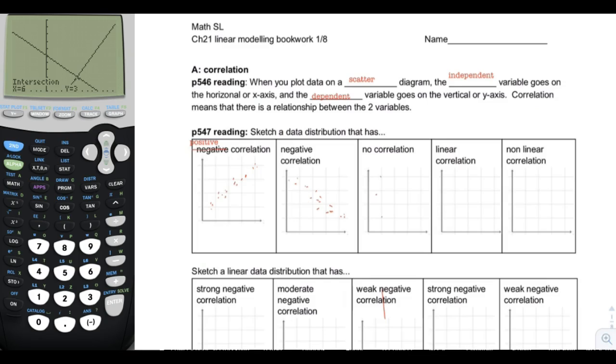No correlation just does not look like any kind of line. Linear correlation is anything that kind of looks like it's arranged in a line. It could be in any direction. Nonlinear correlation, maybe you're going to have some kind of pattern or trend there, but maybe it looks like a parabola, for example, not linear.